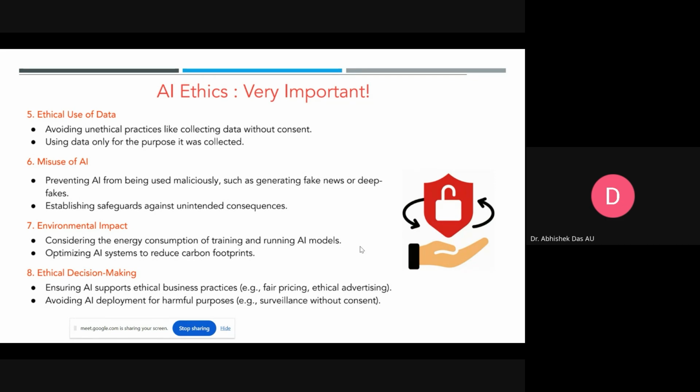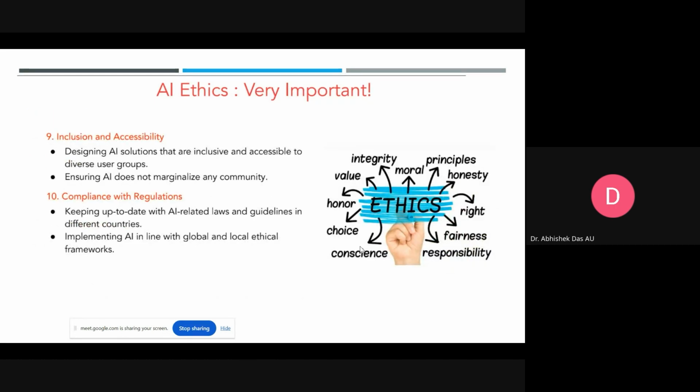Environmental impact, considering the energy consumption of training and running AI models, and optimizing AI systems to reduce carbon footprints. For ethical decision making, we ensure AI supports ethical business practices, for example, fair pricing, ethical advertising, avoiding AI deployment for harmful purposes, for example, surveillance without consent. And we need to include inclusion and accessibility, designing AI solutions that are inclusive and accessible to diverse user groups, ensuring AI does not marginalize any community.